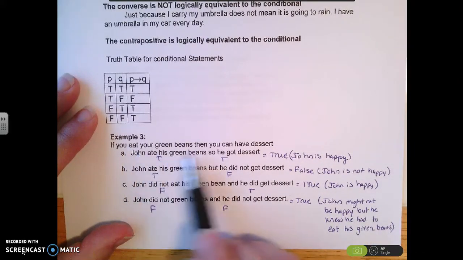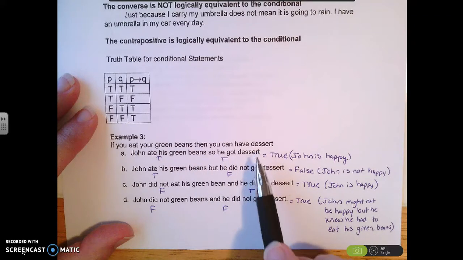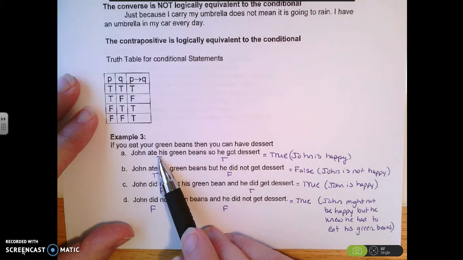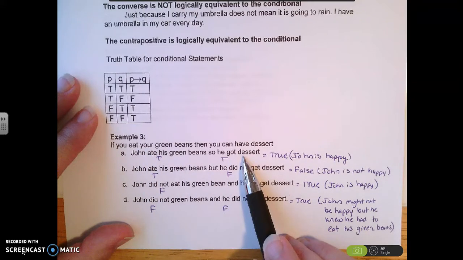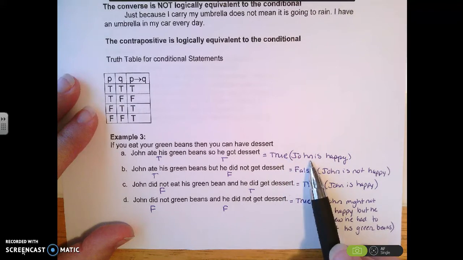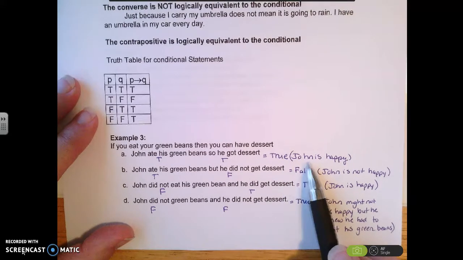If you eat your green beans, then you're going to get some dessert. So this is the promise that you made to your child. So he ate his green beans and he got his dessert. So everything happened the way it was supposed to. He's happy because he got to have his dessert.